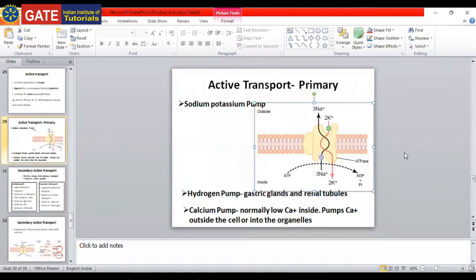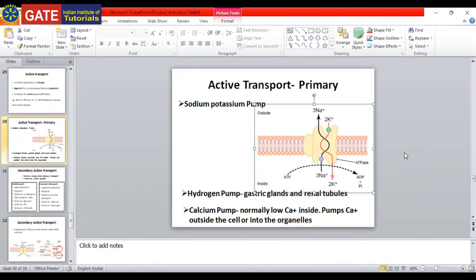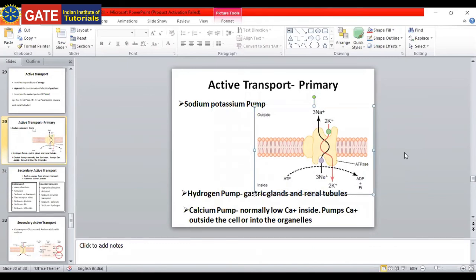Which means the membrane becomes more negative. So that's why this sodium potassium pump is called the electrogenic pump, and it's responsible for the resting membrane potential. Is this clear to all of you? Yes, ma'am. Quickly, I'll finish the secondary transport and I'll not take more. That's all I'll cover for today.